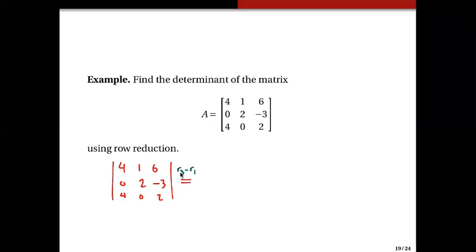Okay? This is the third row operation that we discussed. So what will happen to the determinant? It's the same. So we will have 4, 1, 6, 0, 2, -3. And then 4 minus 4, that's 0. 0 minus 1, that's negative 1. 2 minus 6, that's negative 4.